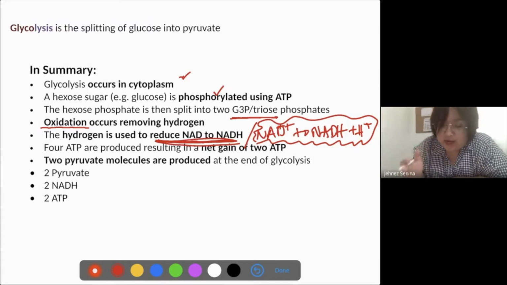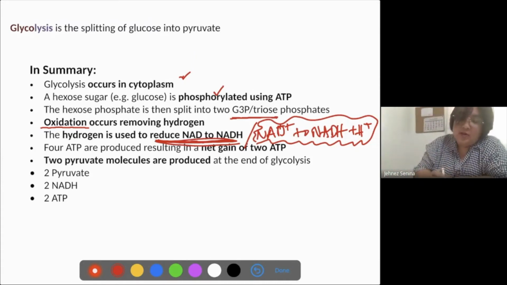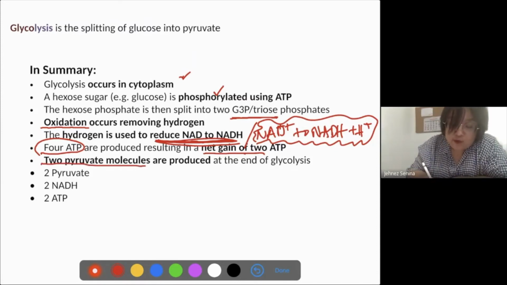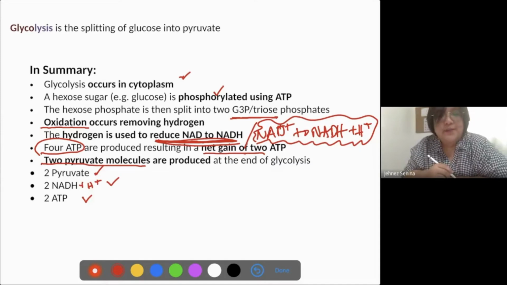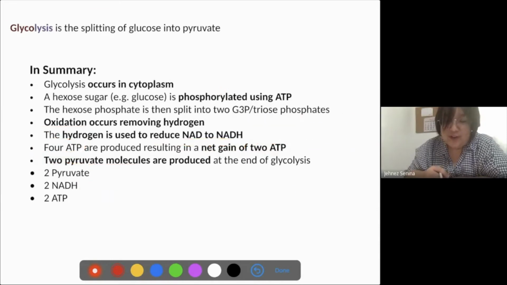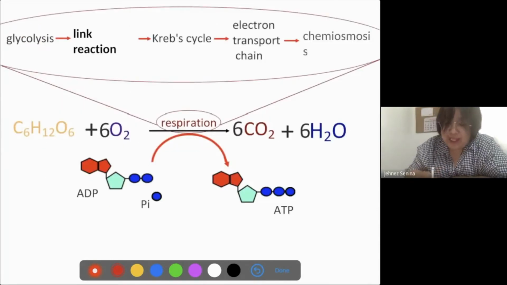At the end of the latter half of glycolysis, 4 ATP are produced. However, we've used 2 earlier, so there's a net gain of only 2 ATP. Also, there are 2 pyruvate. This is my listing: 2 pyruvate, check. 2 NADH plus H plus, check, and 2 ATP, check. All right, now let's proceed to the next step, the link reaction.